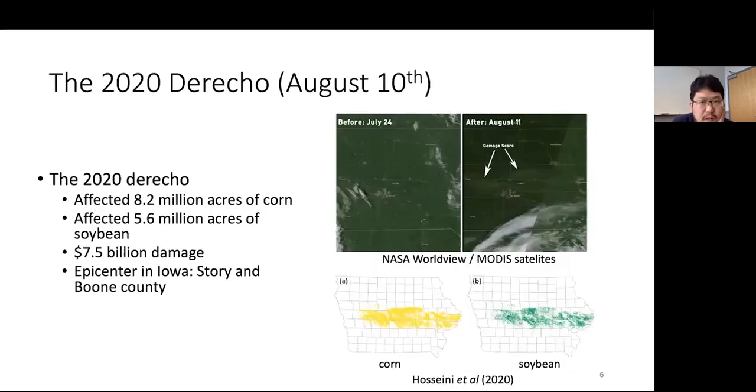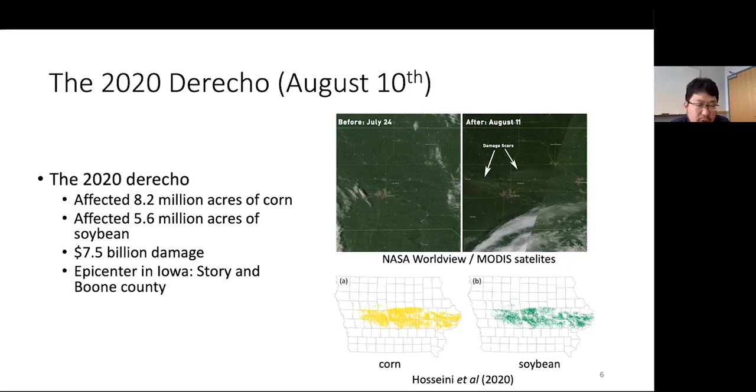So on August 10th of 2020, last year, a complex of strong wind and heavy rain, known as the derecho, swept through the Midwest, all the way from eastern Nebraska to Indiana, and left a path of destruction on crop fields in these states. In Iowa, it affected more than 8 million acres of corn and over 5 million acres of soybeans, and caused huge damage to farmers. And the epicenter of this derecho in Iowa was actually Story County and Boone County.